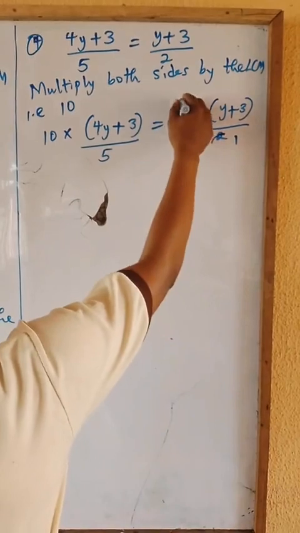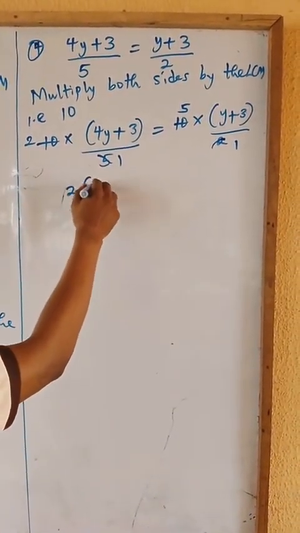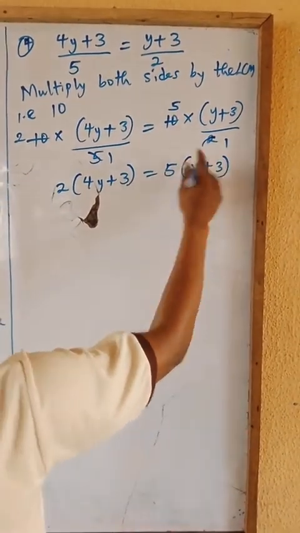So 2 here 1, 2 here 5, 5 here 1, 5 here 2. So we are going to have 2 into bracket 4y plus 3 is equal to 5 into bracket y plus 3.